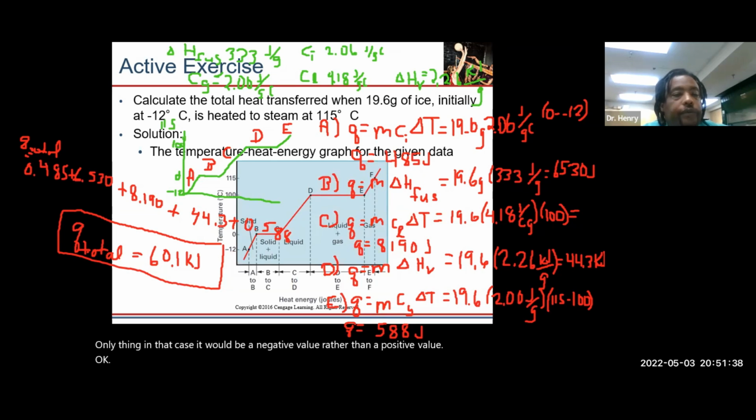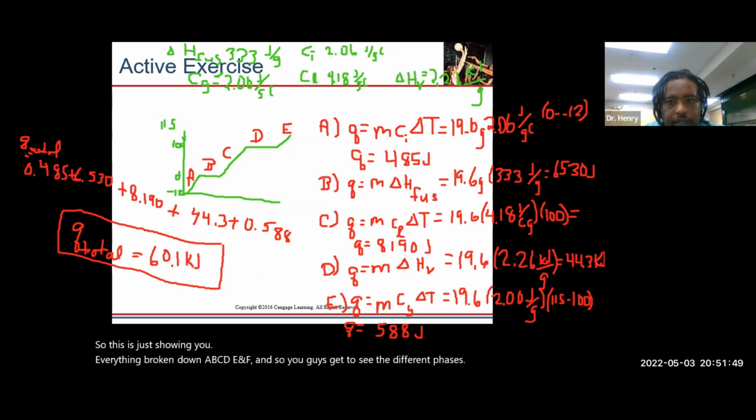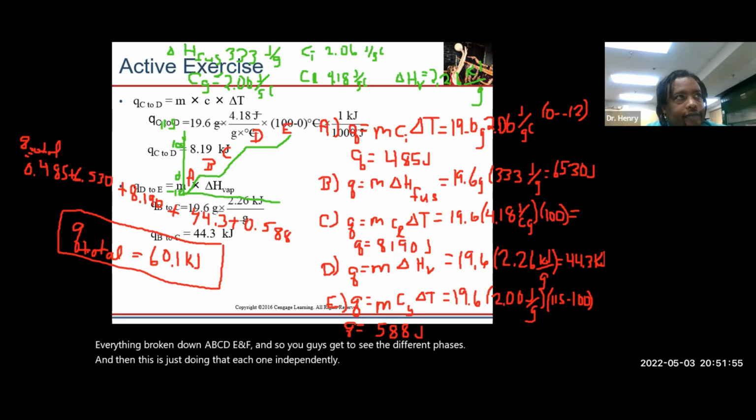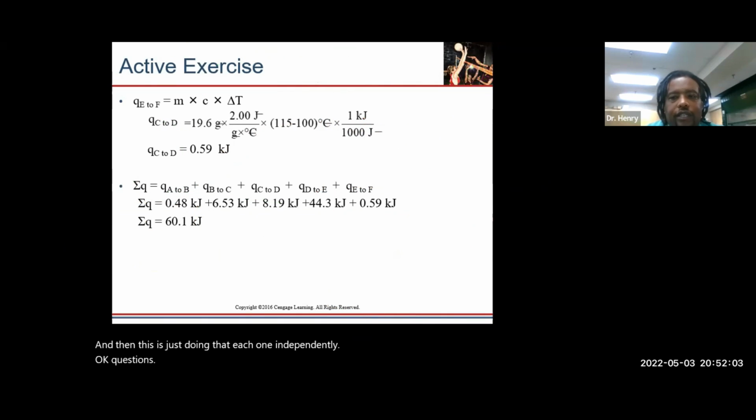Okay. So this is just showing you everything broken down, A, B, C, D, E, and F. And so you guys get to see the different phases. And then this is just doing each one independently. Okay. Questions? Concerns? We're done.